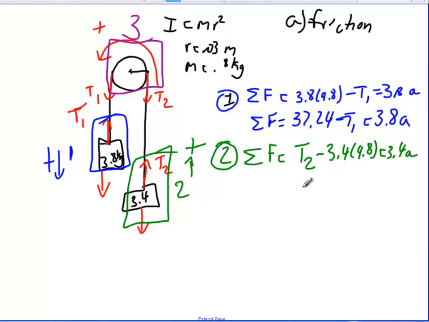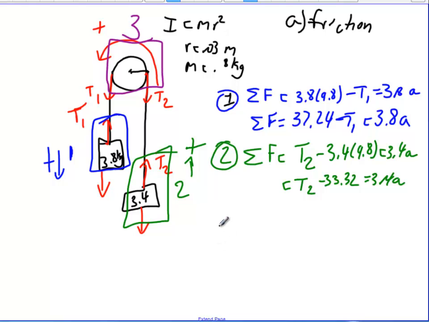Okay, again, not a lot of simplifying we can do. All we can do is multiply those numbers together. 3.4 times 9.8 is 33.32. So I have T2 minus 33.32 equals 3.4 A. Now, I have another unknown. T2 is an unknown and A is an unknown. So if we add that all up, now I have 3 unknowns. I've got T1 as an unknown, I've got T2 as an unknown, and I've got A as an unknown. Now these accelerations in both these equations are the same because they are connected by a string.